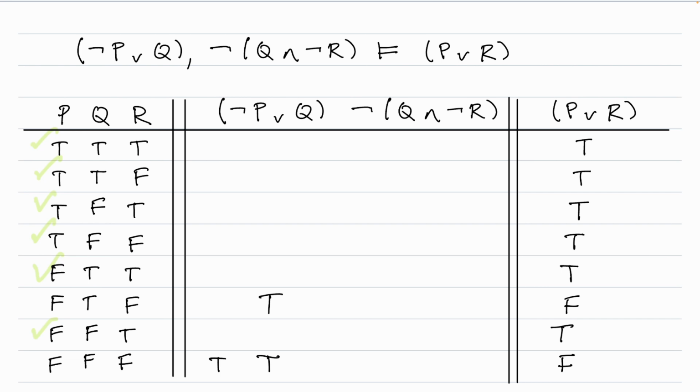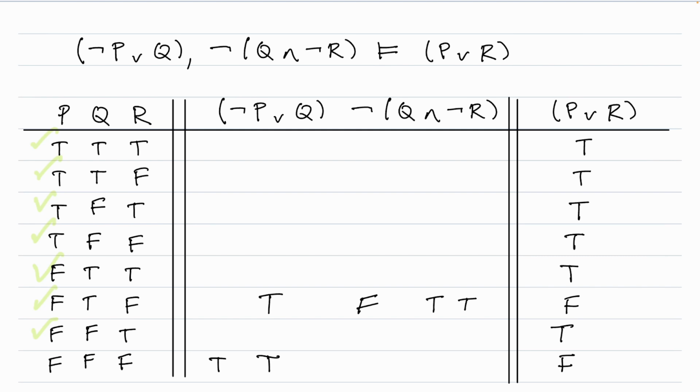So next we need to look at the second premise, not Q and not R, on both lines. On line 6, Q is true and R is false, which makes not R true. So the conjunction Q and not R is true, so its negation is false. Since the second premise is false on this line, it can't be a bad line.